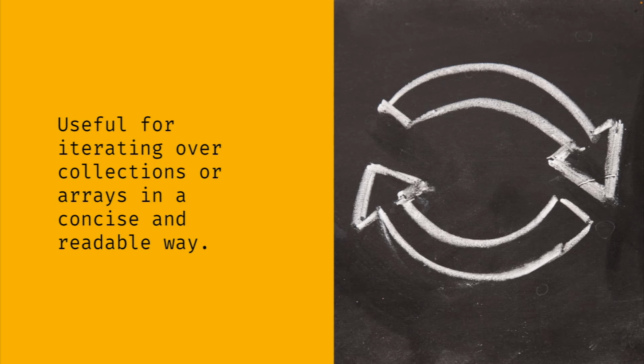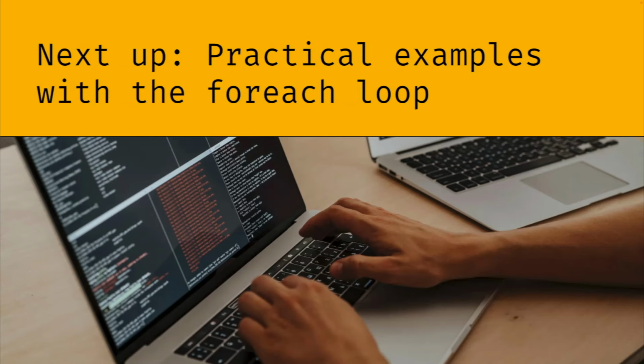I use for each loops a lot, and they're a very, very powerful and useful tool for iterating over collections or arrays, and doing so in quite a nice and readable way. They are especially interesting when you're not interested in the index of an element, but only in the element itself, since you will not have access to the index, as I just showed you in the previous example. In the next video, we're going to have a look at some practical examples with the for each loop.